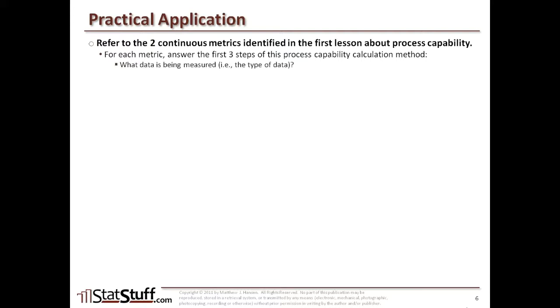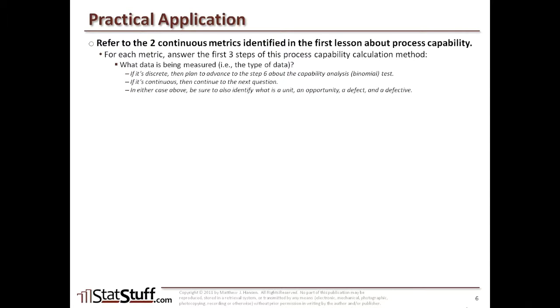First of all, what data is being measured? That is, what's the type of data? If it's discrete data, then we might plan to advance to step 6, which is the capability process for binomial data. If it's continuous data, then we want to go on to this next question. But in either case, whichever type of data it is, be sure that you also identify what a unit, an opportunity, a defect, and a defective are.